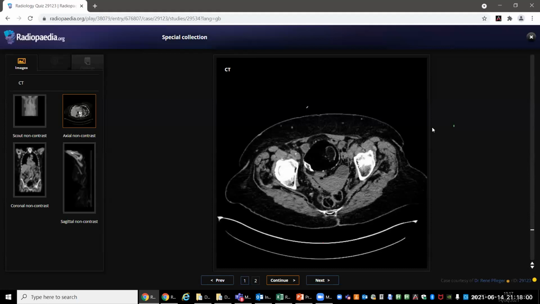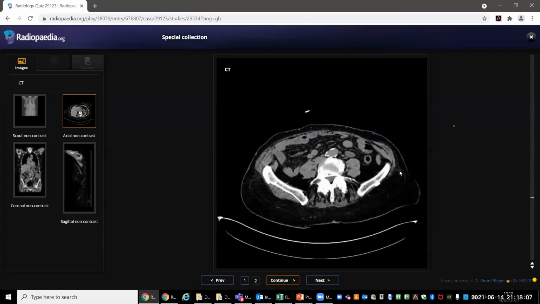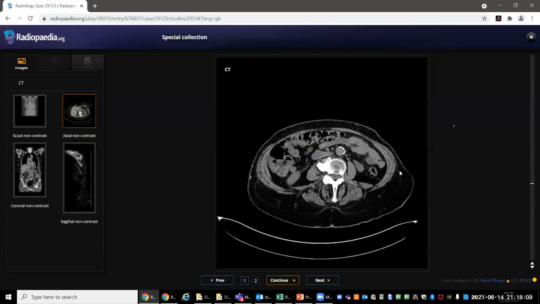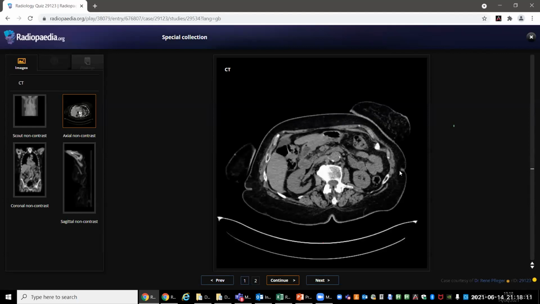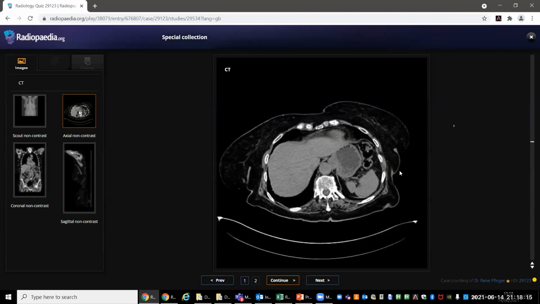Okay. So is that all you can see in this scan? I'll give you a little clue. There is an incidental finding in this scan. Can you try to look for it? Okay.